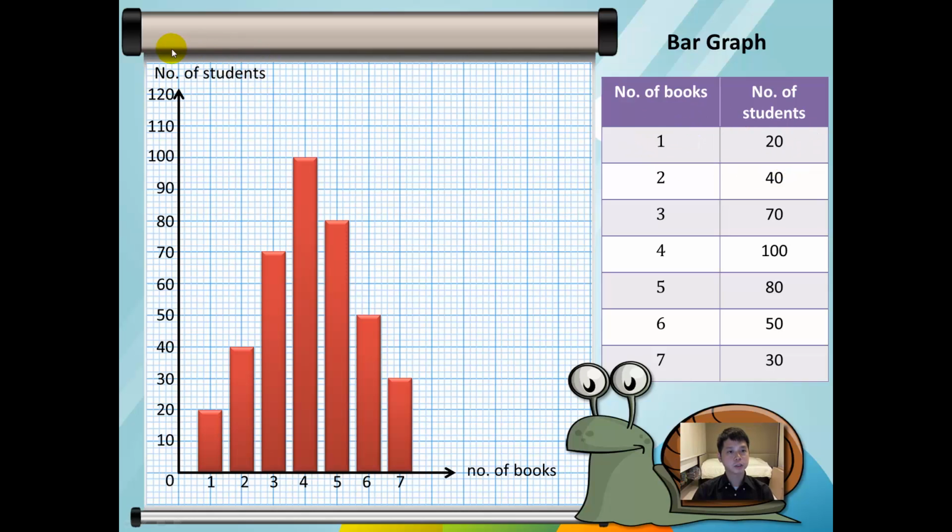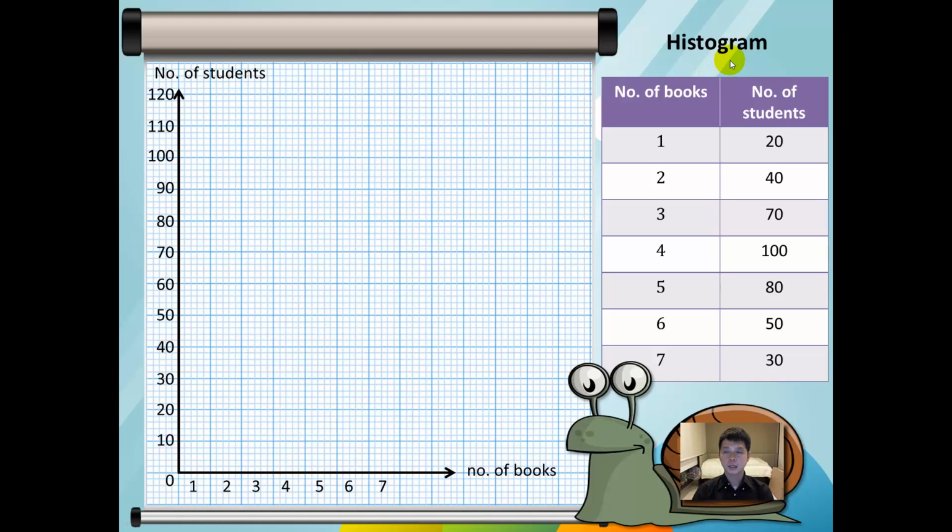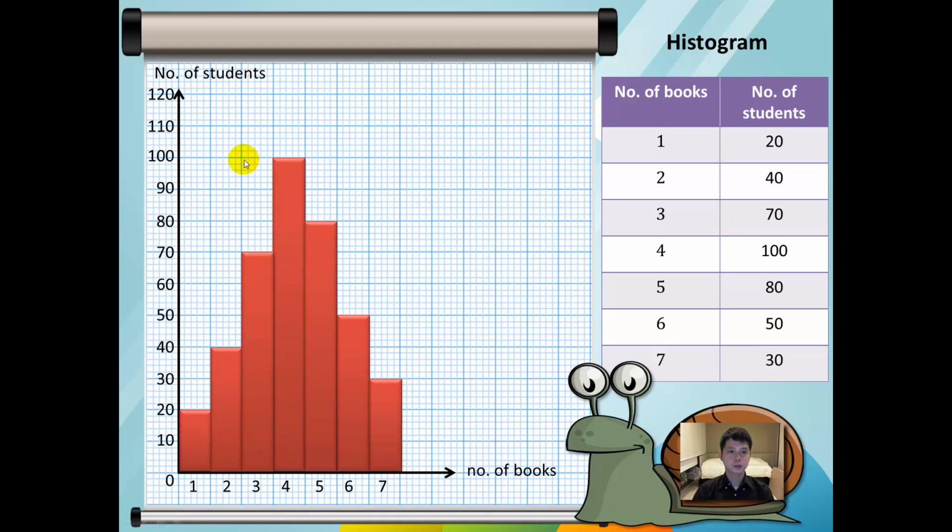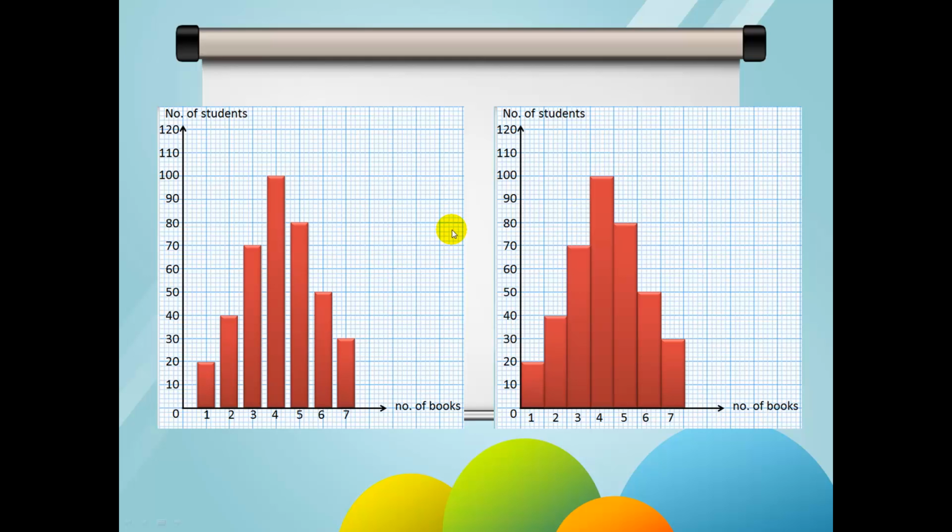Now, the number of students on the y-axis is also known as the frequency. Next, can you remember how to draw a histogram? Yes, a histogram will look like this. So what is the difference between these two? Can you tell which is a bar graph and which is a histogram? A bar graph has gaps in between while a histogram does not. Otherwise, it will look fairly similar.